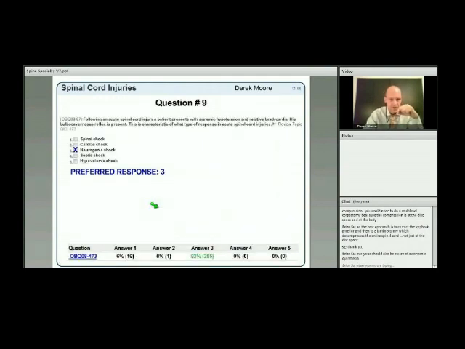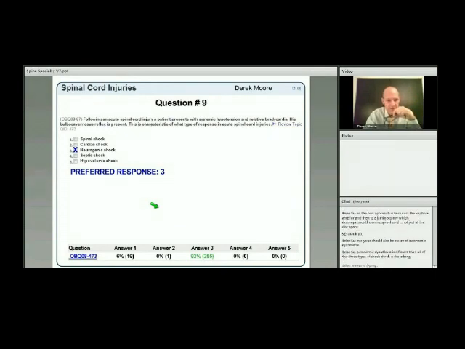Going back to this question, this is a patient who has systemic hypotension and relative bradycardia, so you want to be thinking either neurogenic shock or spinal shock. They say his bulbar cavernosus reflex is present. Therefore, you're thinking neurogenic shock. Correct answer is answer 3.